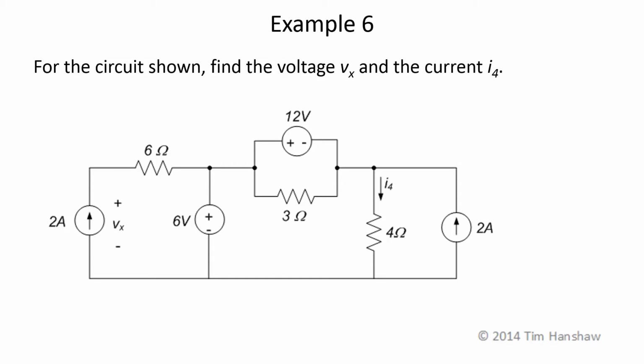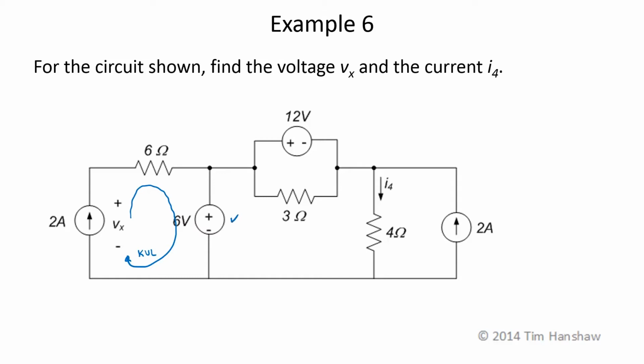Okay, we want to find the voltage V sub x across the source. Let's do that first before we worry about the current I4 through the 4 ohm resistor. I'm trying to find a voltage, so I'm probably going to use KVL. Let's try KVL around this loop.